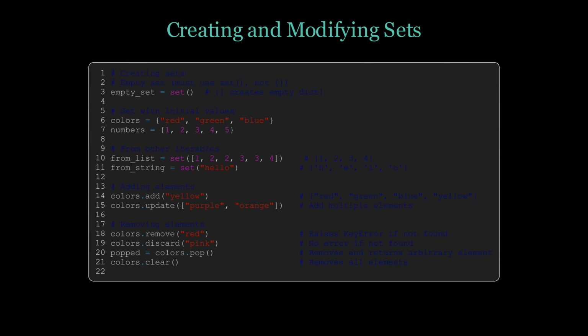Sets can be created in several ways and modified with intuitive methods. Empty sets require the set function. Curly braces alone create dictionaries. Sets can be created from any iterable, automatically removing duplicates. We can add single elements with add, or multiple with update. Remove raises errors for missing elements, while discard doesn't. Pop removes arbitrary elements since sets are unordered.